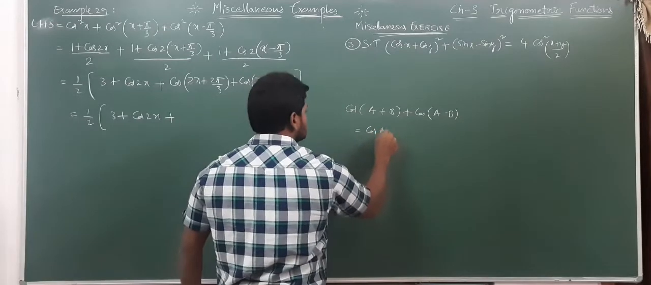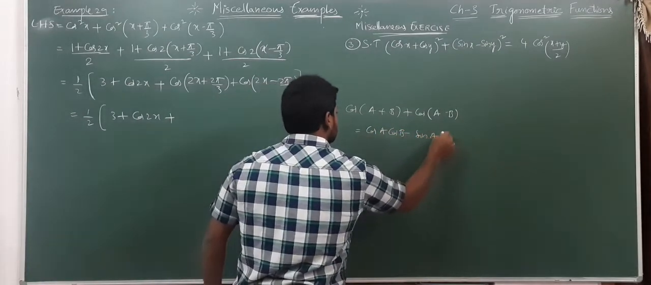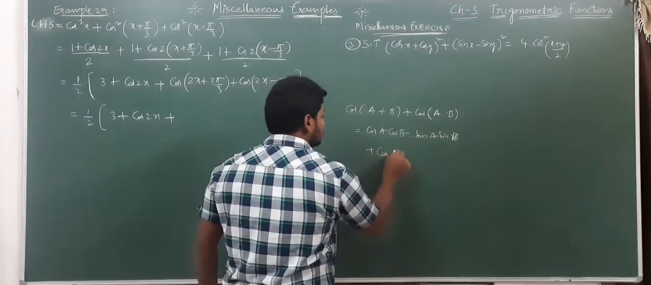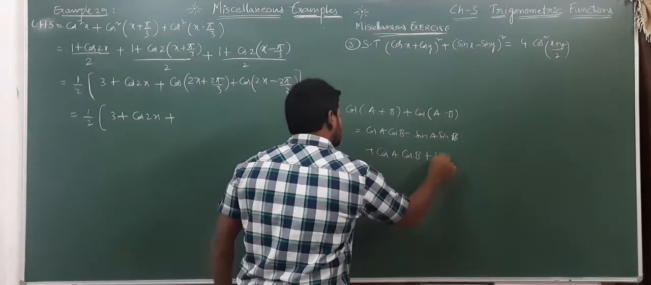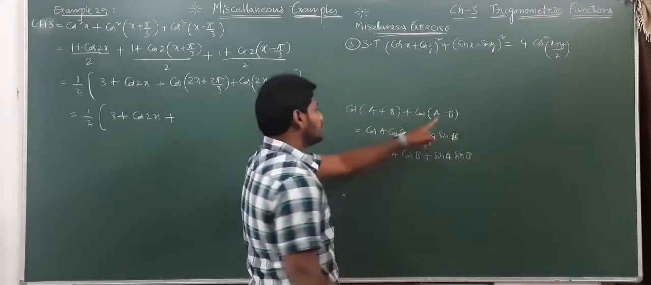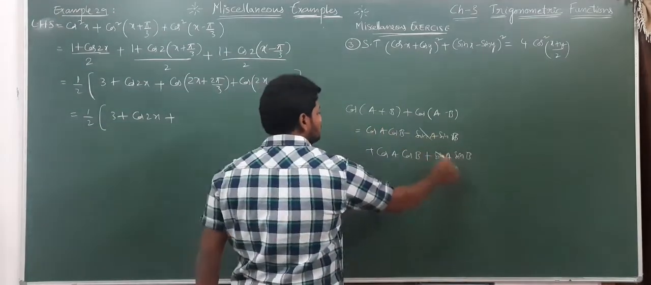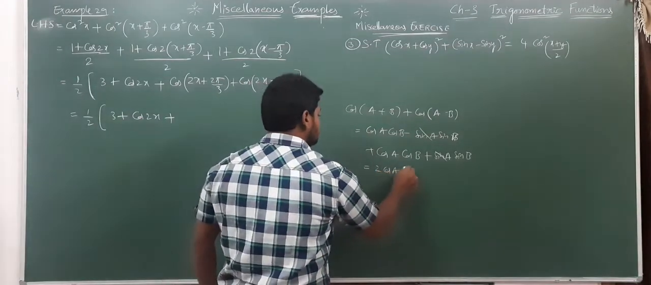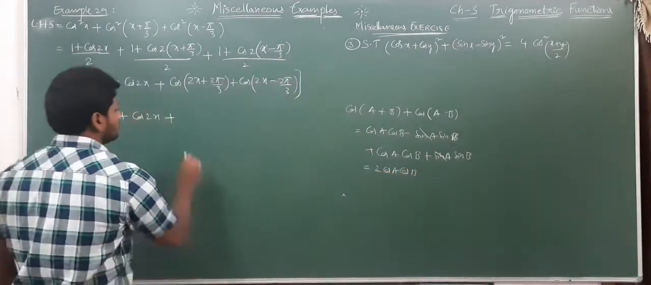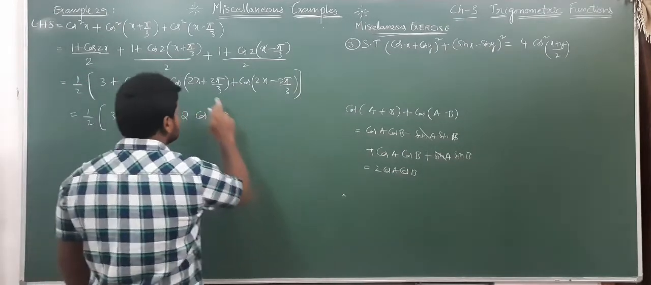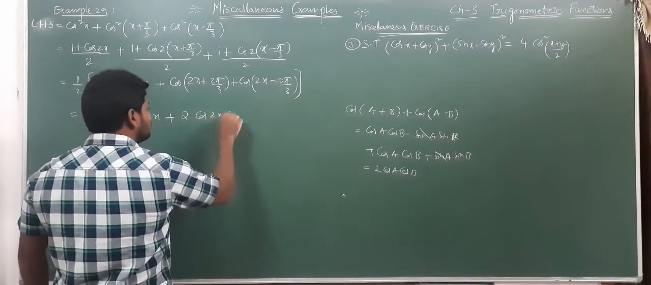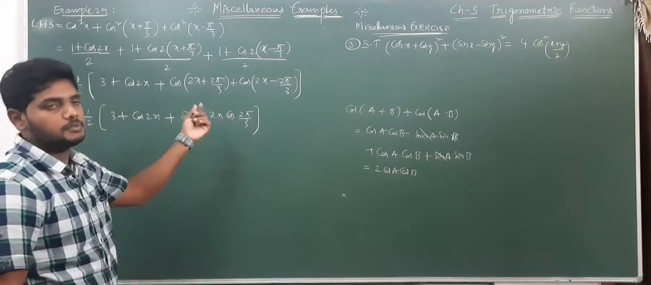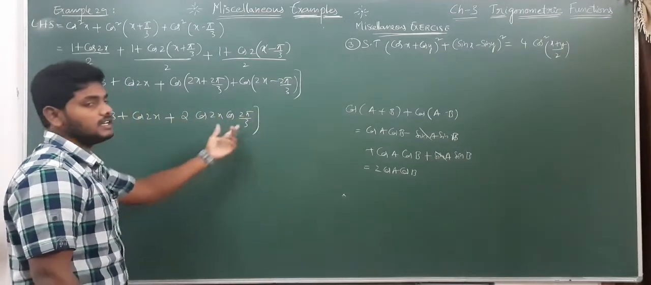What is cos of a plus b? Cos a cos b minus sin a sin b, plus cos of a minus b, that is cos a cos b plus sin a sin b. Here plus means here minus, so these two get cancelled. Cos a cos b plus cos a cos b is 2 cos a cos b. That we need to substitute here. What is cos a here? Cos 2x. What is cos b? Cos 2 pi by 3. Understand? So the formula for cos of a plus b plus cos of a minus b is 2 cos a cos b.